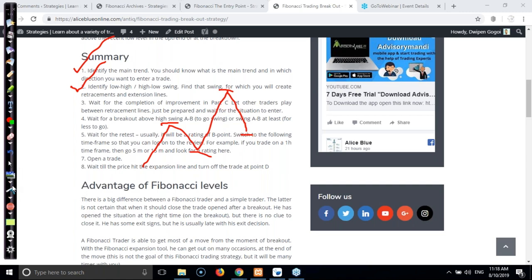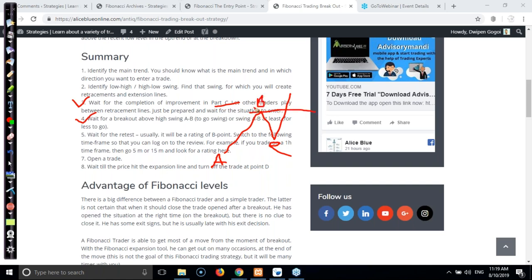Number three, wait for the complete formation of C. That means, as I already told you, this is C completed. And the third, wait to break out above the swing AB. That means if this is the A point and this is the B point, you always wait to break this AB point. This is called the AB point. Always wait to break this level.